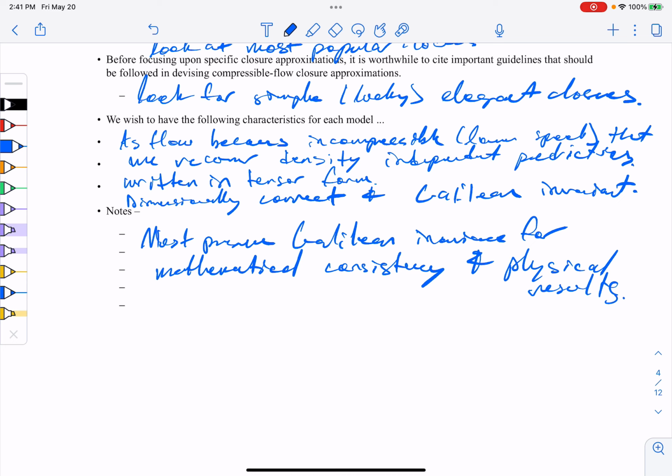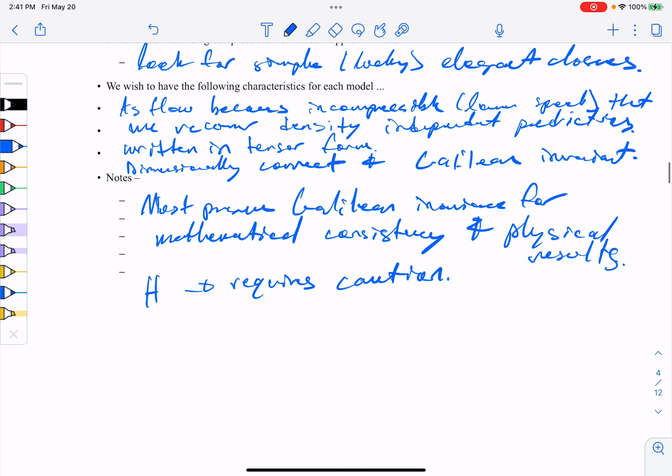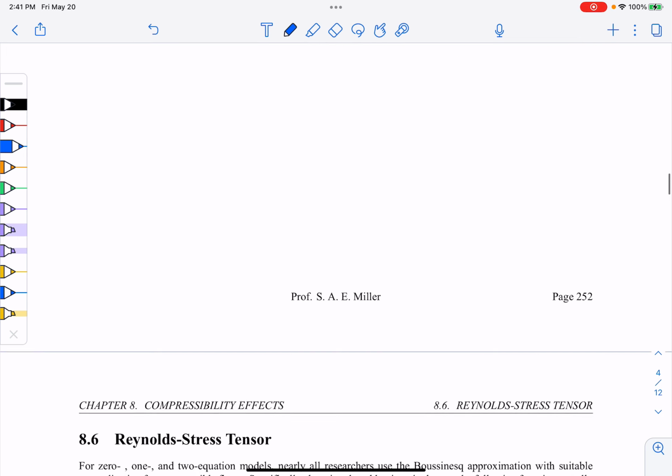Also be careful with some variables, like say the total enthalpy, which includes terms like turbulent kinetic energy and can be shown not to be Galilean invariant. And using these types of dependent variables requires caution. These are good notes for people going into turbulence modeling. So now that we made these little notes, let's look at each term by term and just talk about what the most popular models might be.